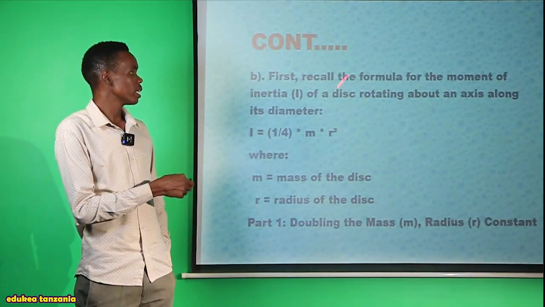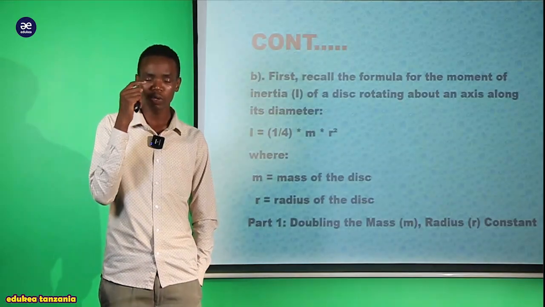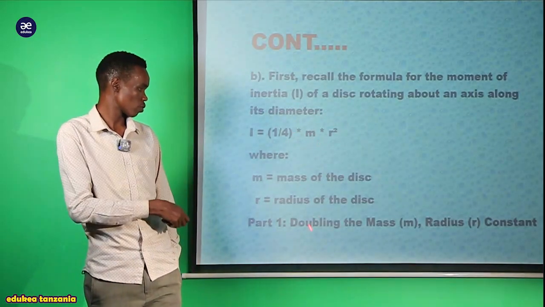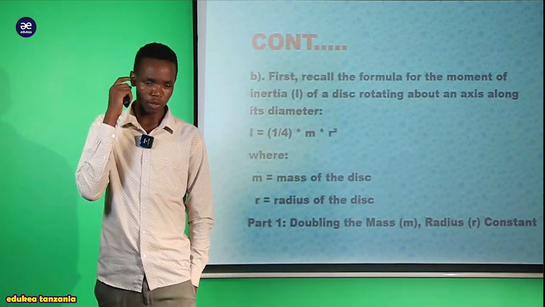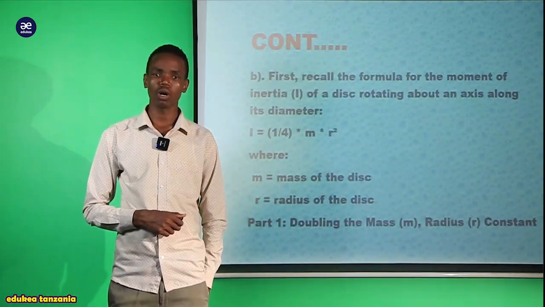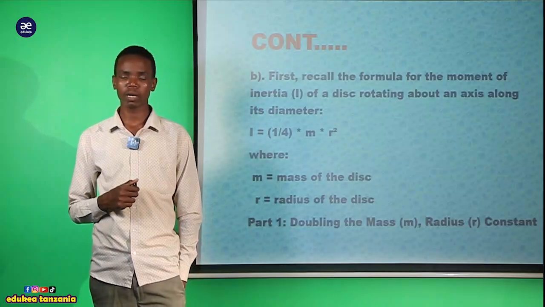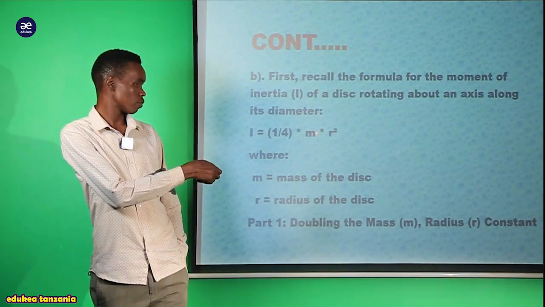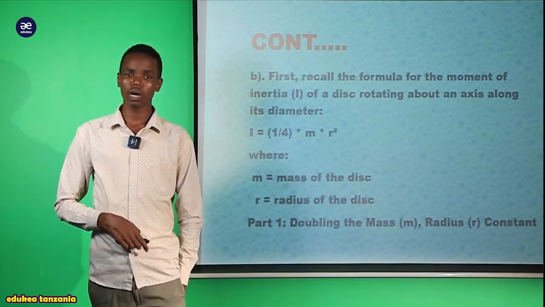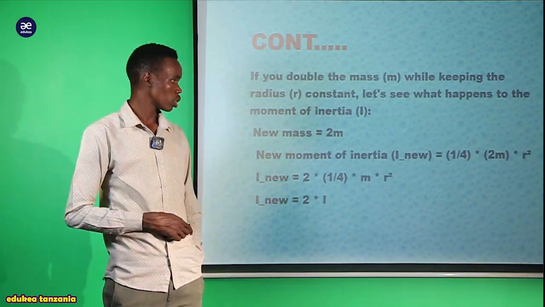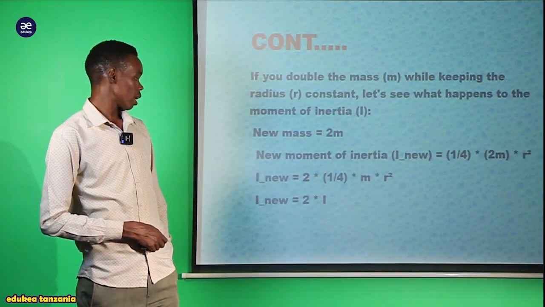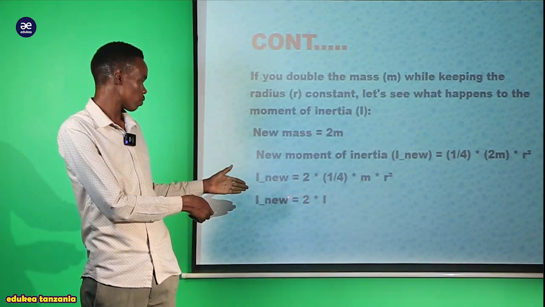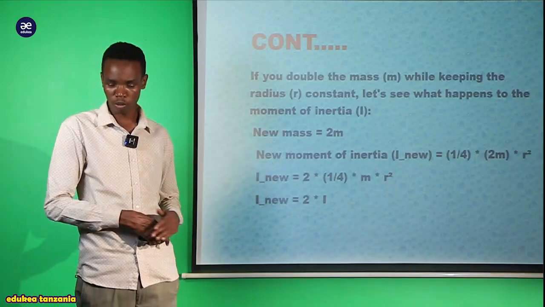So as we observe here, in order to identify what will happen to the moment of inertia, we are supposed to recall our formula as we saw along the diameter. We know that the moment of inertia equals 1 divided by 4, multiplied by mr square. If we double the mass, the moment of inertia will change. Finally, as we tried to see, if we double the mass, the moment of inertia will be twice the original one.